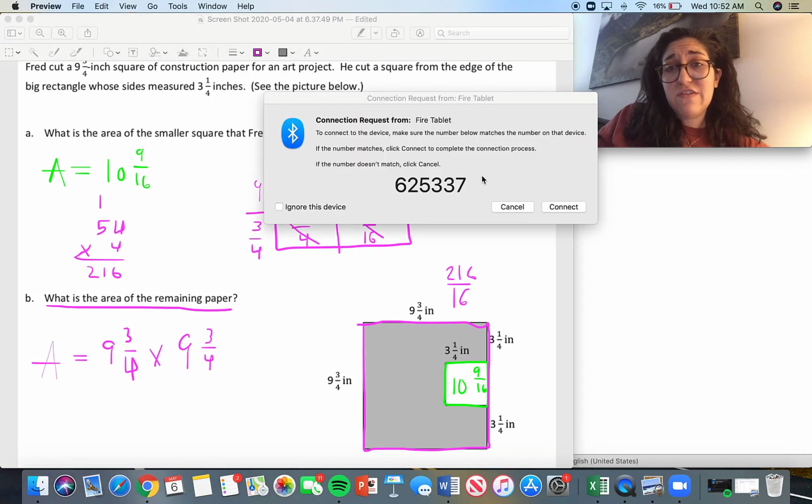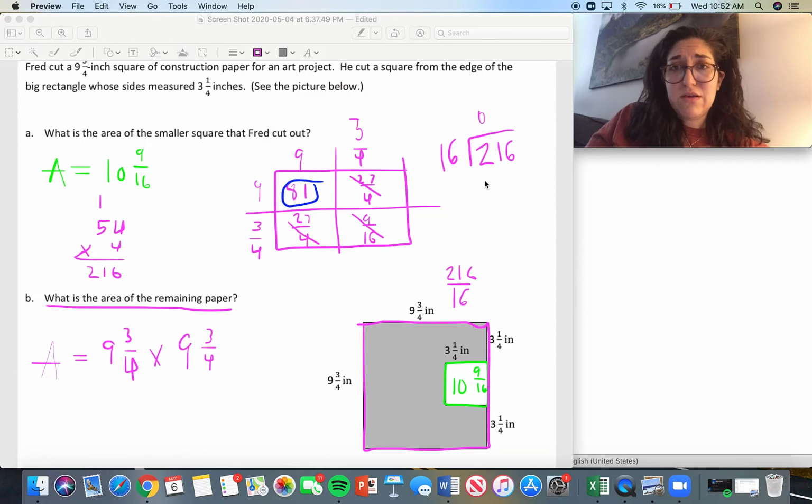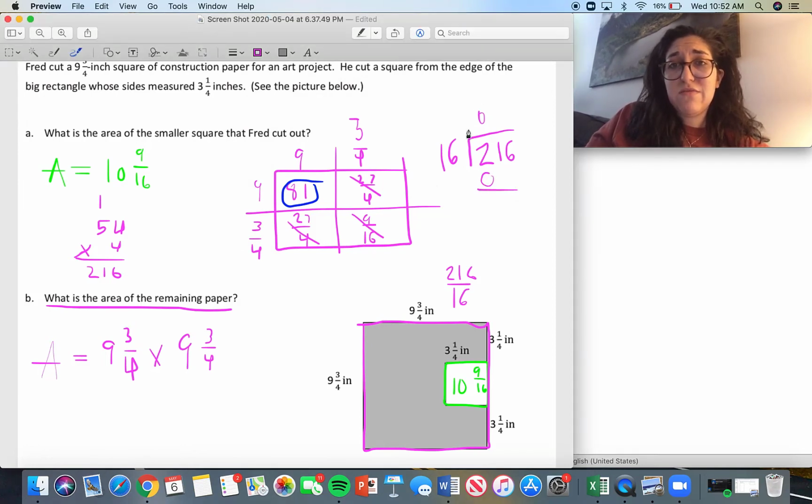0 times 16 is 0, as anything times 0 is 0. 2 minus 0 is 2. Bring the 1 down. 16 goes into 21, 1 time, 1 times 16 is 16. 21 minus 16 is 5, bring the 6 down.